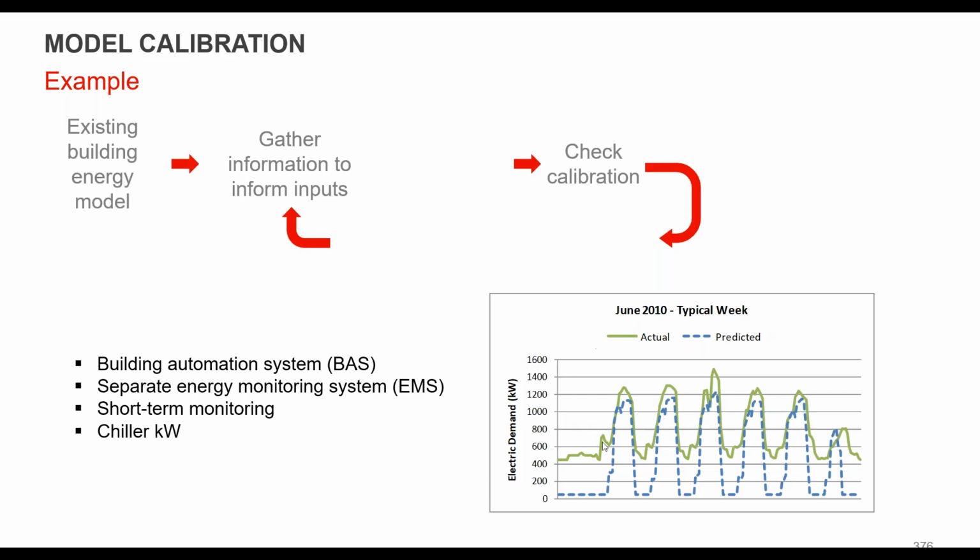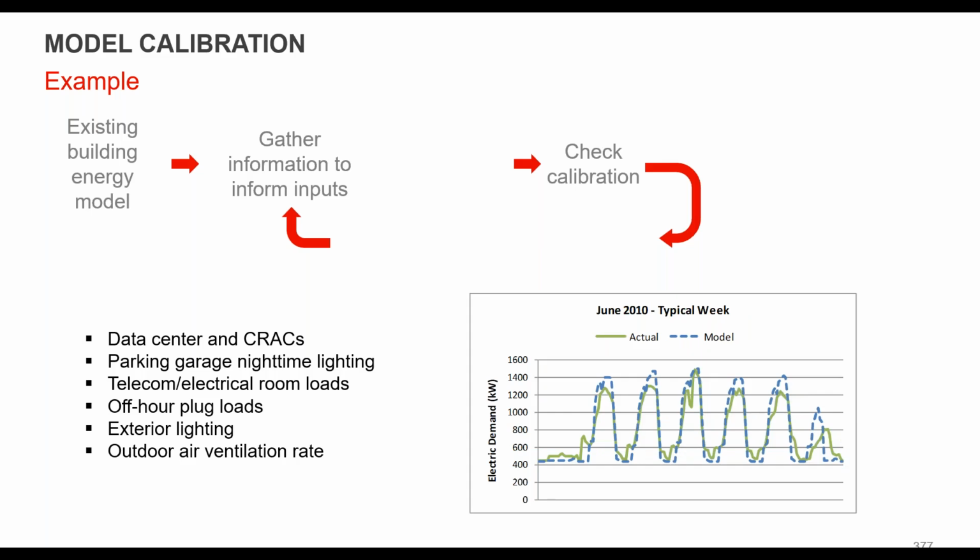We looked at the actual, which is the green line versus the blue line here, and noticed that the model was predicting basically a very low, like in the 20 kilowatt load range at night, and the building was actually closer to 500. So fairly big discrepancy, but obviously the initial model, we didn't have that data. We didn't know what it was.